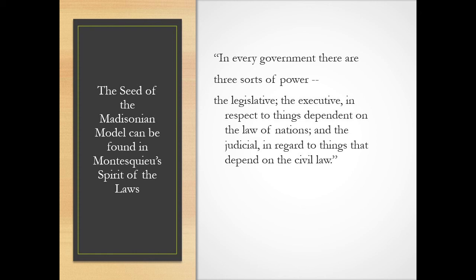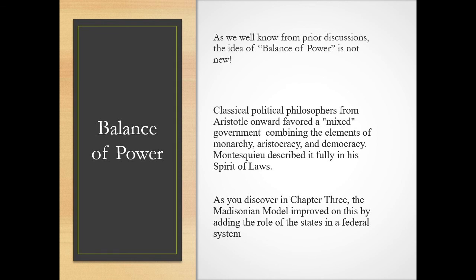So Madison didn't come up with the idea of separation of powers, hardly. It's something that had been extant for years. Montesquieu talked about it 30, 40 years prior to the Constitutional Convention. So I would also argue that classical political philosophers from Aristotle onward favored this type of mixed government, combining elements of monarchy, aristocracy, and some element of democracy. As I said, Montesquieu described it fully in his book, The Spirit of Laws. And as we discover next week in Chapter 3, the Madisonian model improved on this by adding the role of the states in the federal system to the balance of power system.